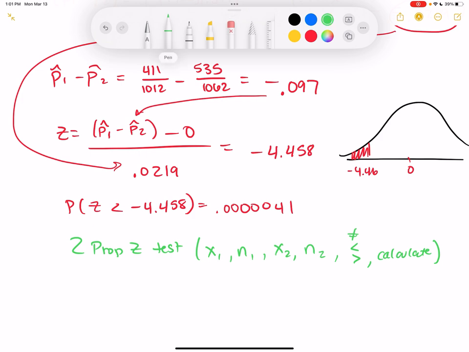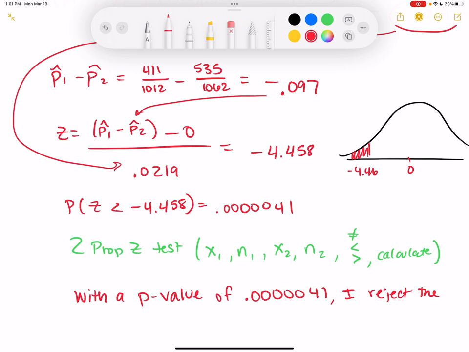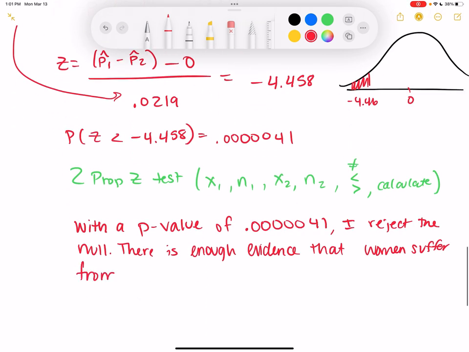But that's what you use there. So then from that we can say, with a p-value of 0.0000041, I reject the null. There is enough evidence that women suffer from arthritis more often than men.